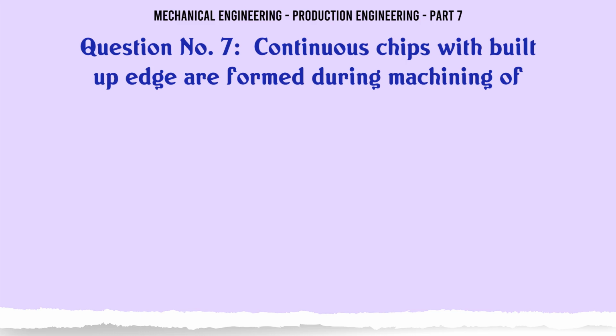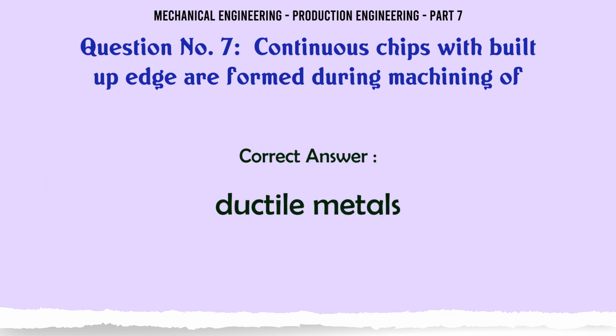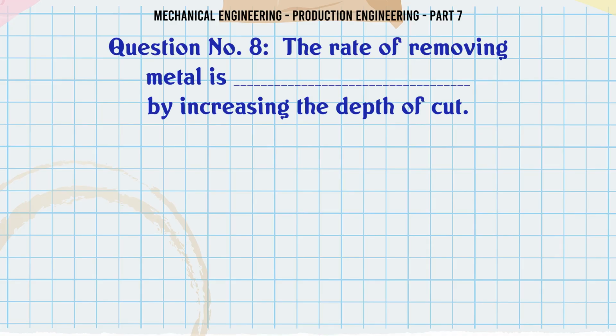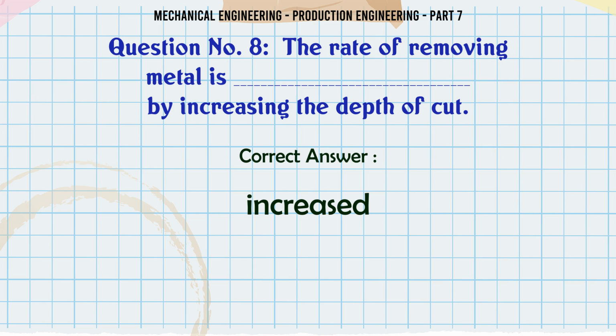Continuous chips with built-up edge are formed during machining of A) brittle metals, B) ductile metals, C) hard metals, D) soft metals. The correct answer is ductile metals. The rate of removing metal is ___ by increasing the depth of cut. A) decreased, B) increased. The correct answer is increased.